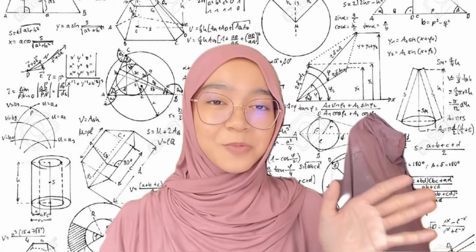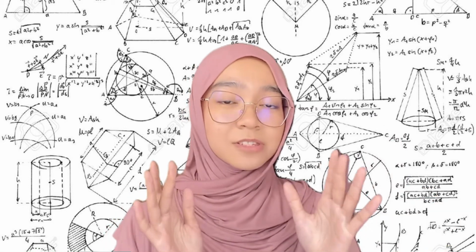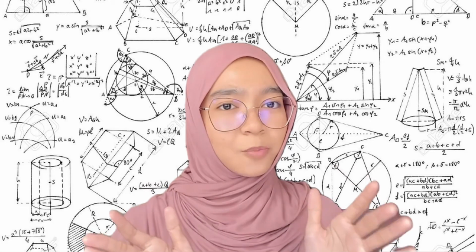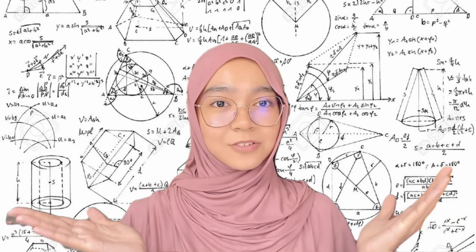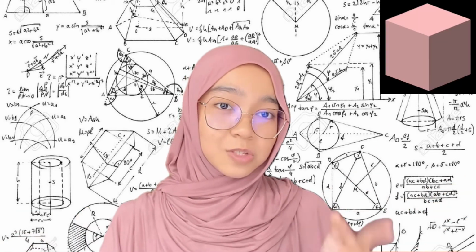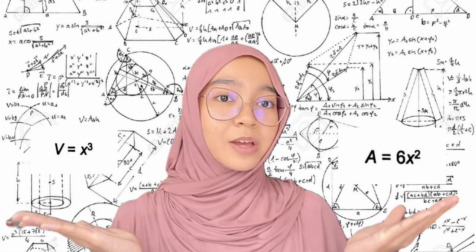Hi and Assalamualaikum. Before I show you a basic question on the application of differentiation, let's see the formulas to find the area and volume of basic solid figures. The first one is the cube. Area equals 6x squared, volume equals x cubed.